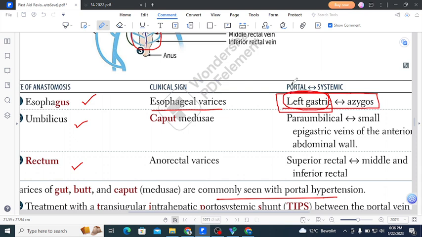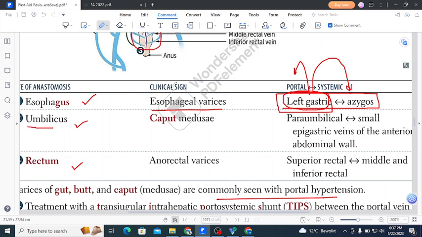The left gastric vein is going to drain into the portal vein, but instead of going to the portal vein, it starts draining into the azygous vein. The azygous vein is a systemic vein, and the left gastric vein is a portal vein. So this portal vein, instead of going to the liver, starts draining itself into the azygous vein, and that leads to the formation of esophageal varices.